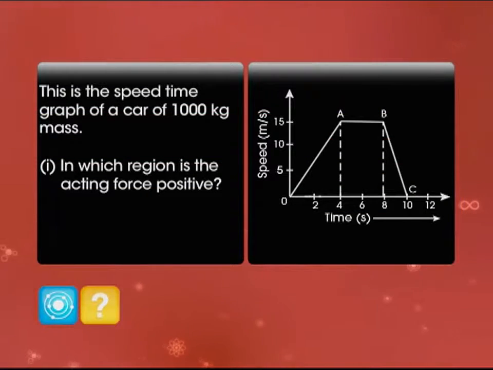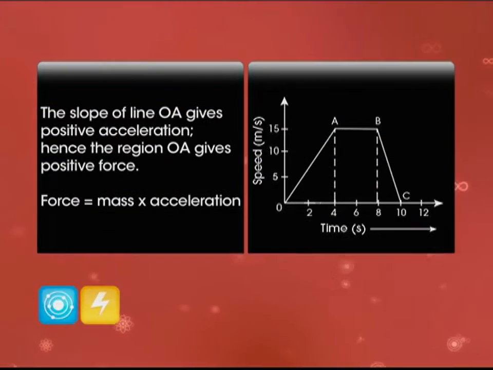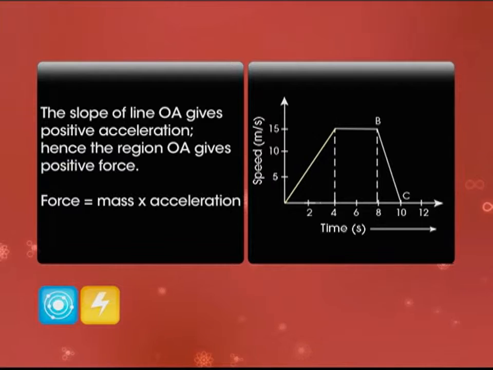Now my first question based on this graph was, in which region is the acting force positive? We can see that the slope of line OA gives positive acceleration. So the region OA gives positive force because force is equal to mass into acceleration.